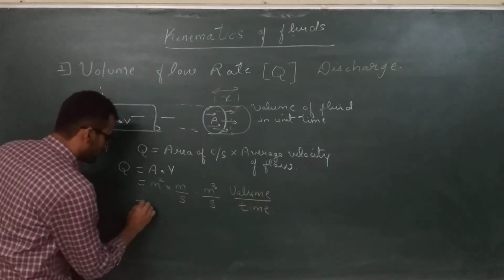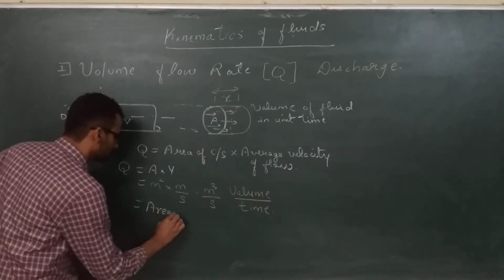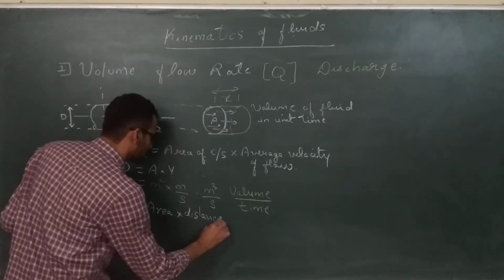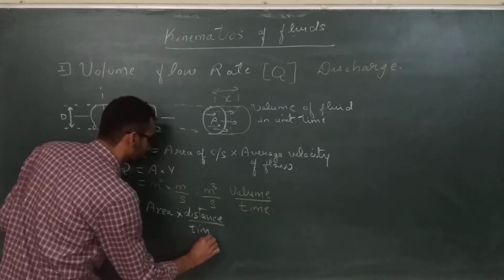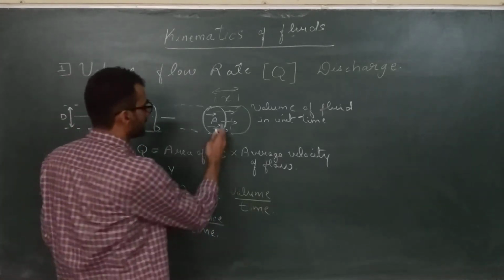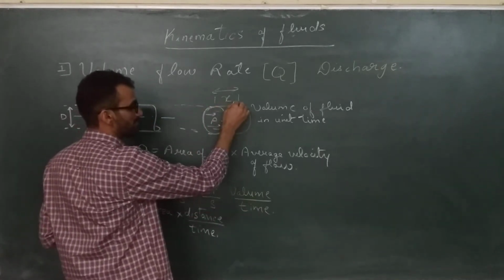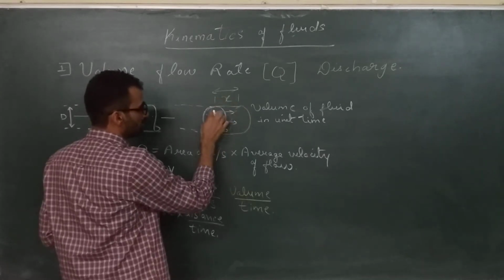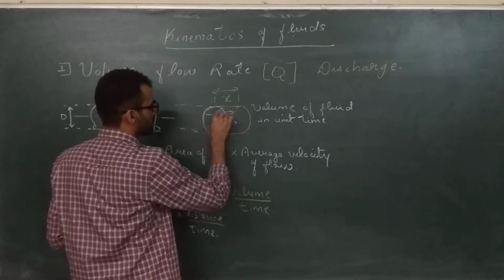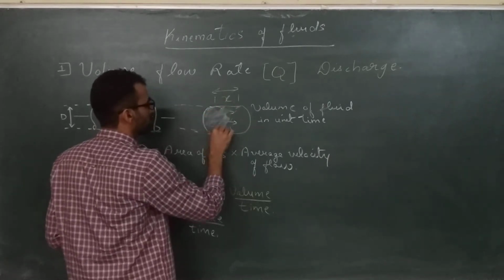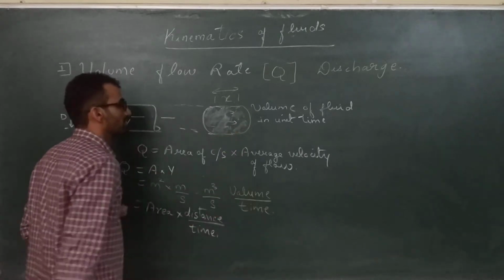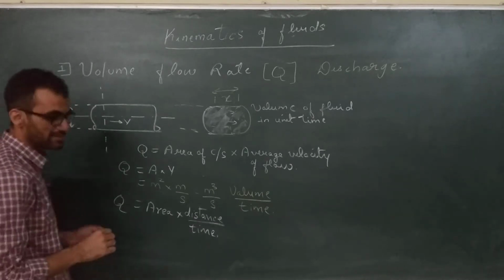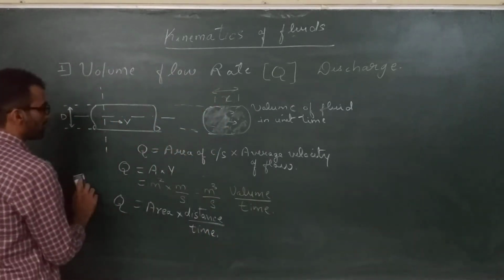You can also imagine it in this way: velocity is distance upon time, actually displacement upon time. This is the distance travelled or displacement of the fluid here, and displacement into this area will give the volume of this fluid which is enclosed here. So this volume has travelled in unit time, and we get volume upon time. That is your discharge, your volume flow rate. Now we'll look at what is the mass flow rate.